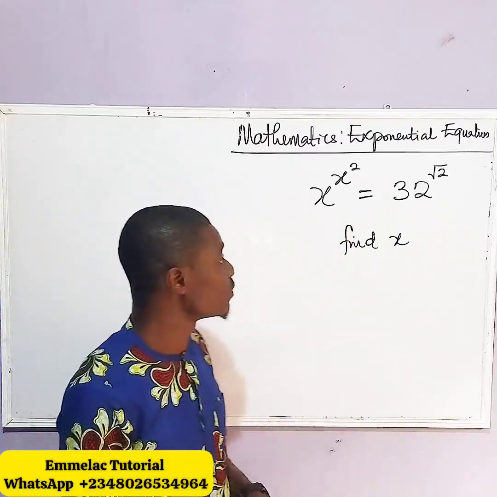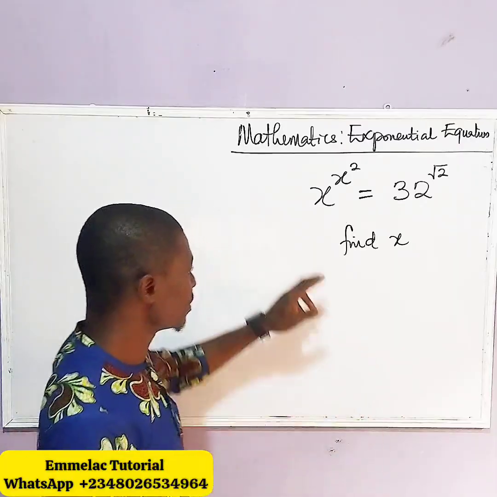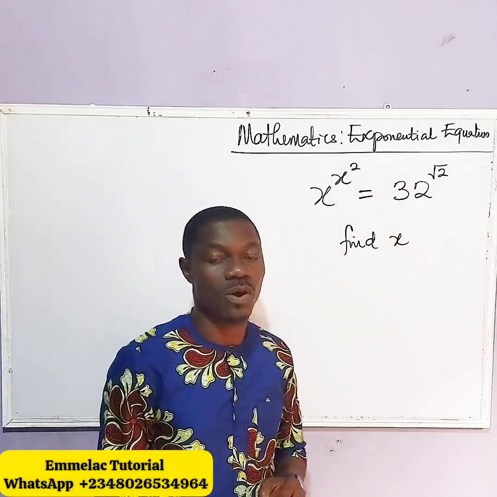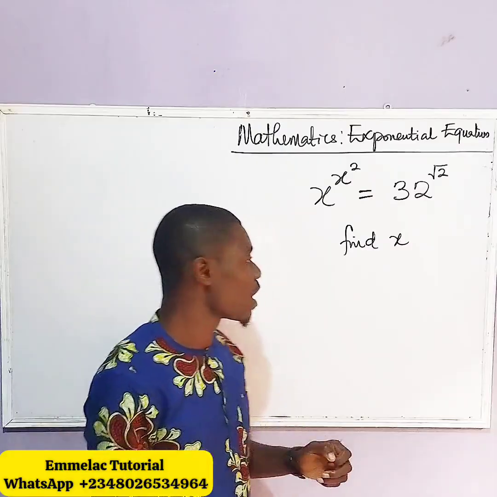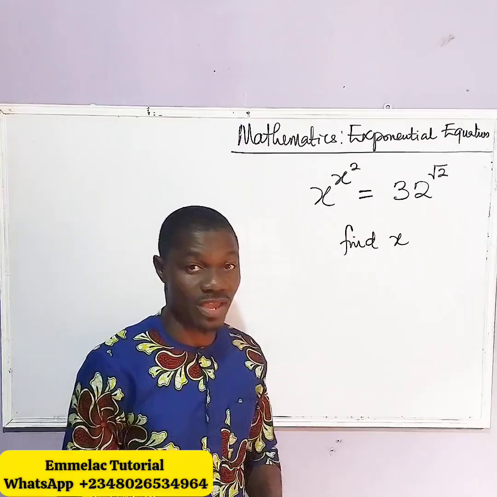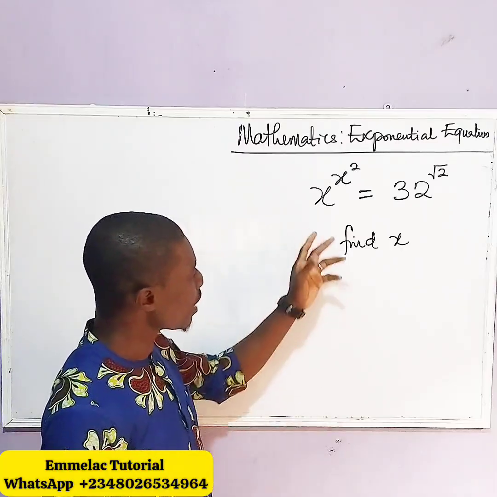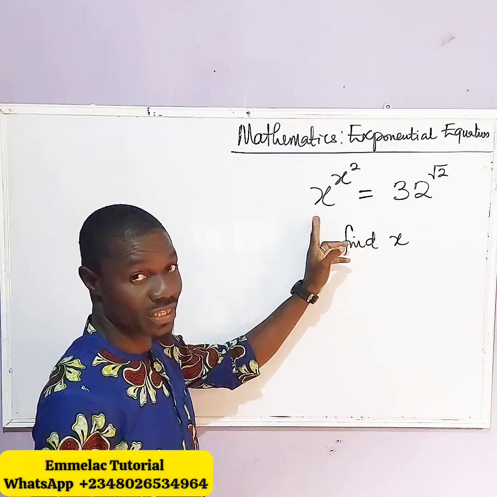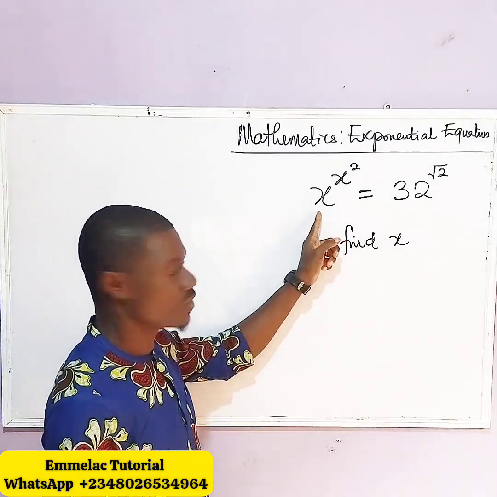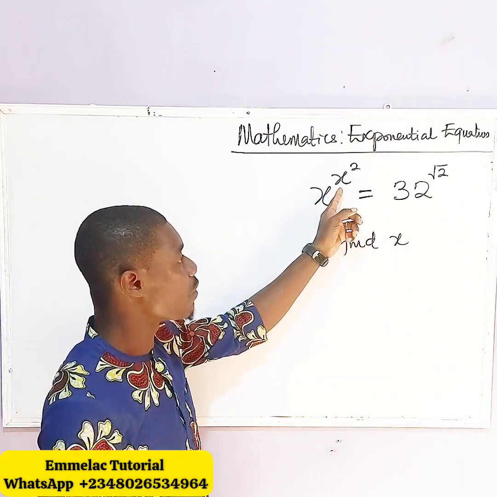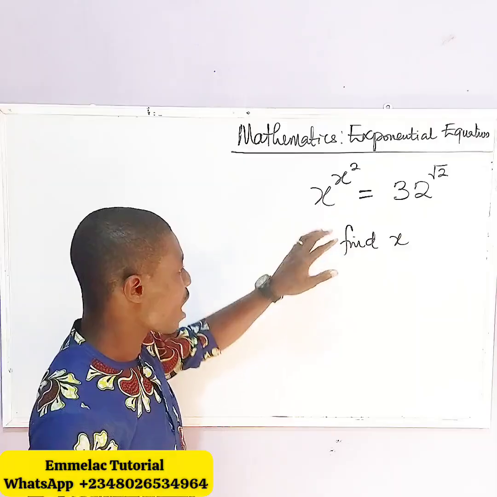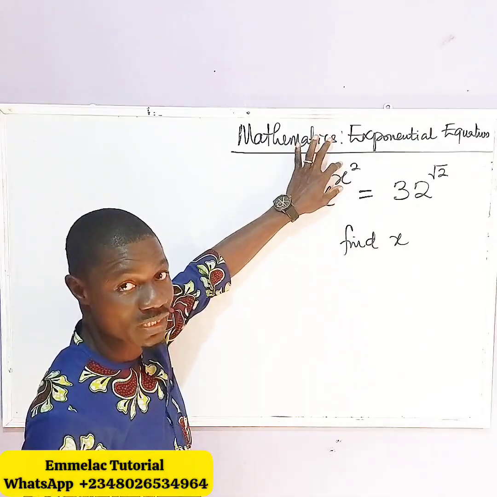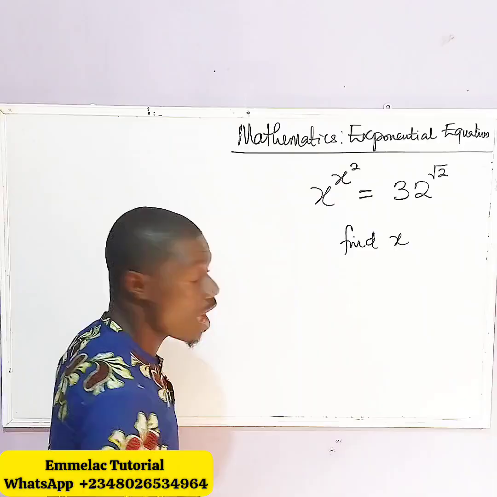Now before us is this beautiful exponential equation, and it shows that x raised to the power of x raised to the power of 2 equals 32 raised to the power of the square root of 2, and we are told to find the value of x. So how do we go about it? Now let us look at the left hand side here. You have a base of x raised to the power of x raised to the power of 2. I actually want to make this base the same as the exponent here. And how do I do that?